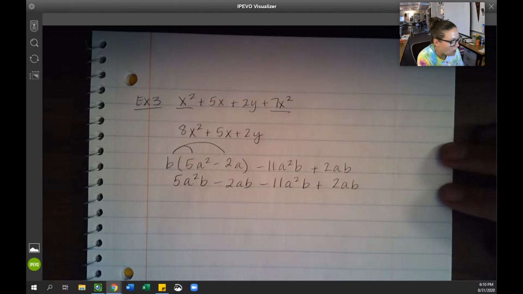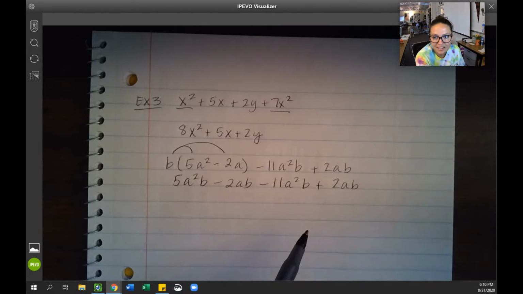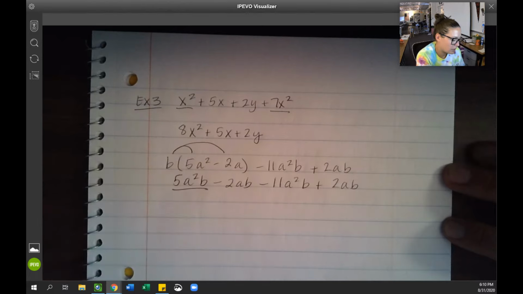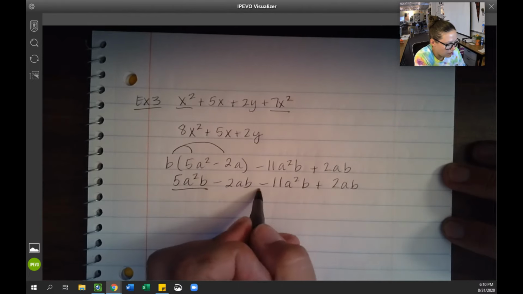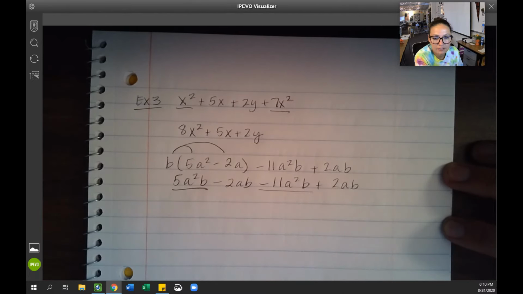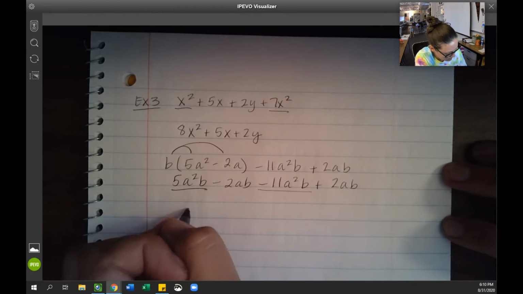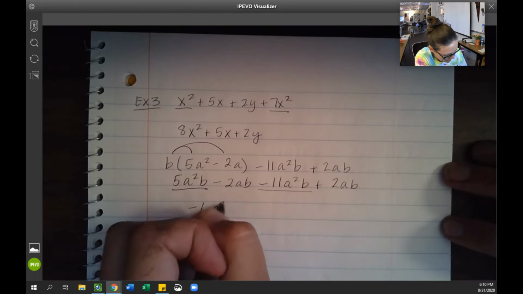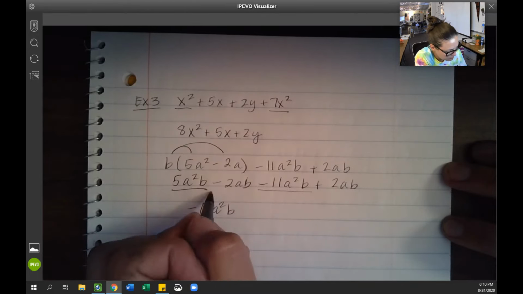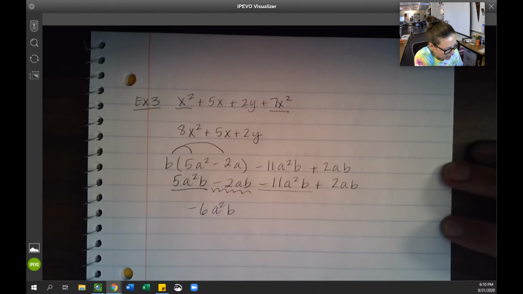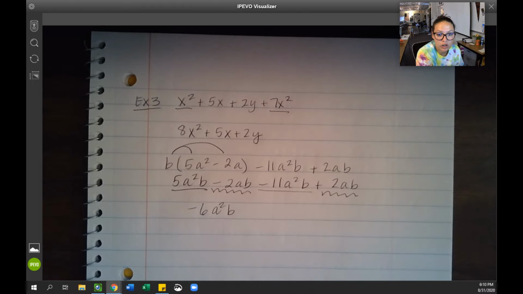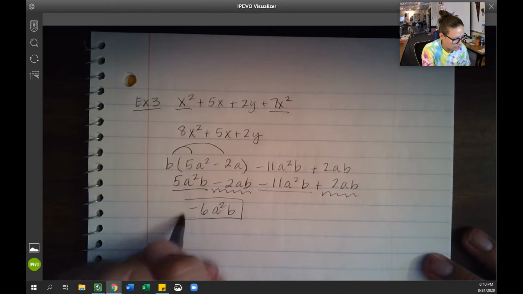Now let's look. They all have an a and a b, but they also have to match the exponents. So 5a squared b also has a minus 11a squared b. So that gives me negative 6a squared b. Negative 2ab and positive 2ab, those add to 0. So they completely go away, and all I have left is that.